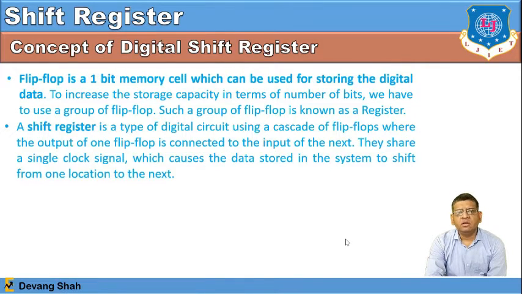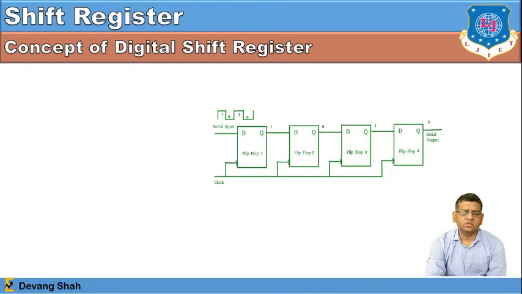They share a single clock signal which causes the data stored in the system to shift from one location to the next location. You can see in this diagram that D flip-flops are connected in 4 stages. Here you apply the 1010 signal as a serial input, and you take the output as a serial output. Once you apply 0 here, when the clock comes, this 0 will be shifted to the next stage. Same way, you apply 1 and at the second clock signal, the 1 will be shifted to the next stage, that means the second stage.